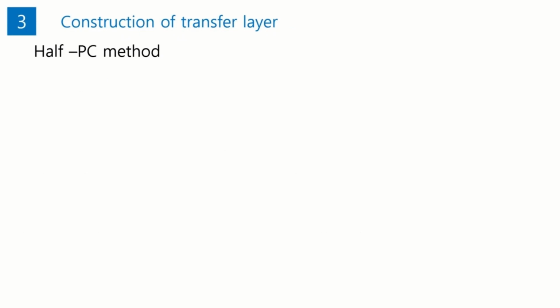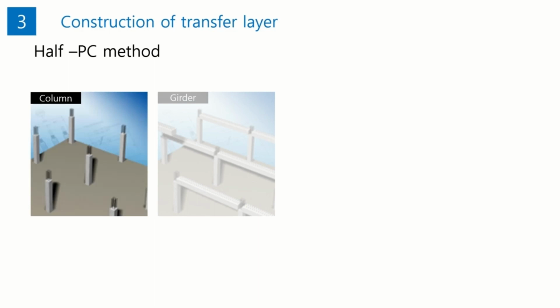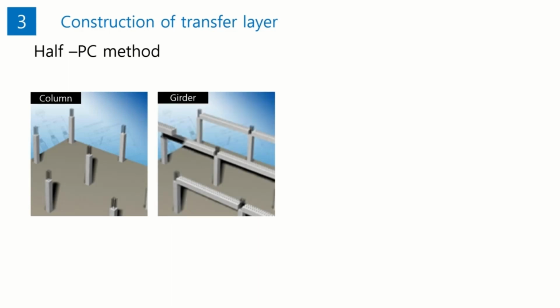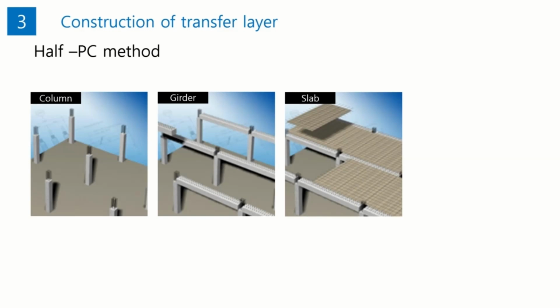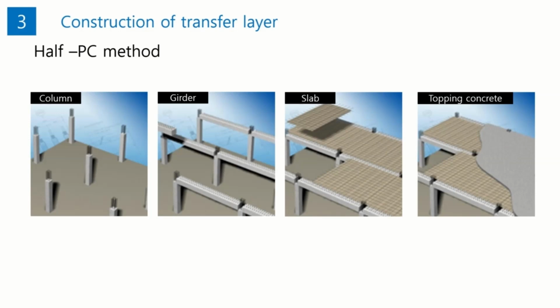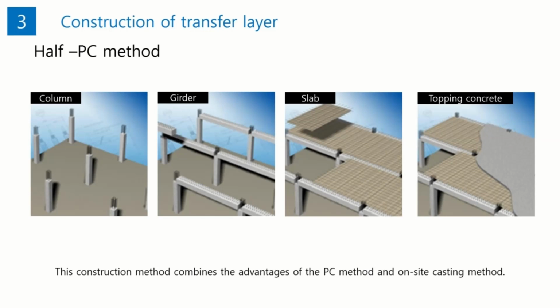To address the drawbacks of the PC method, the half PC slab method can be used. The half PC slab method is characterized by the use of half PC slabs, which are different from the full PC slabs used in the original PC construction. In this method, PC columns and PC girders are installed and half PC slabs are placed on top. The upper portion is completed by casting concrete on site to form the floor slab. This construction method combines the advantages of the PC method and the on-site casting method.